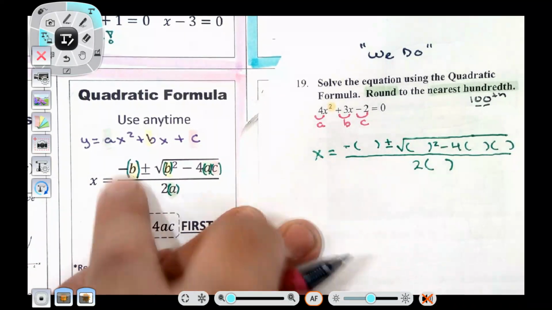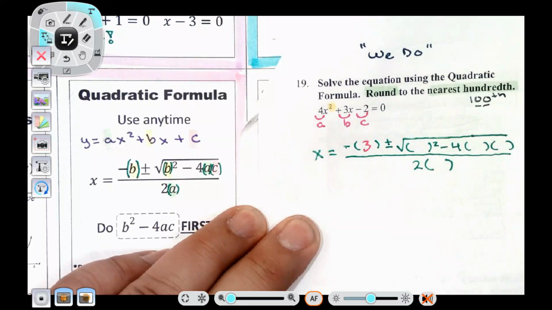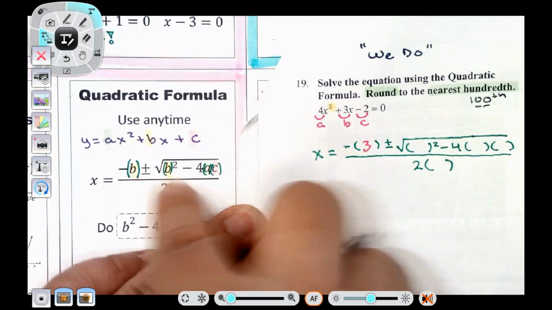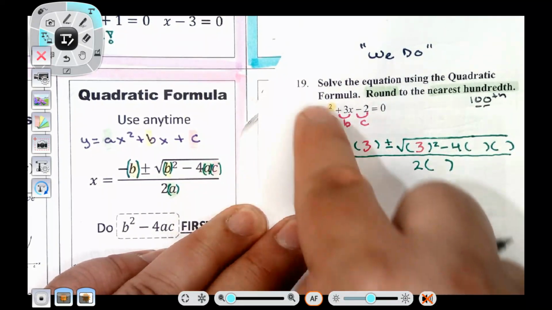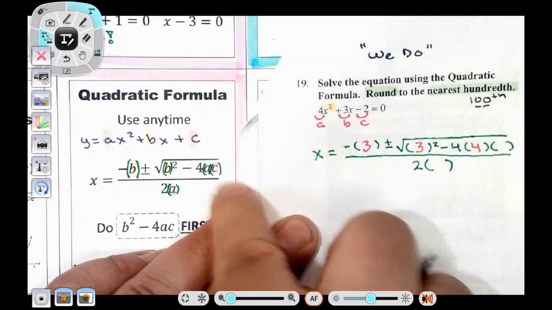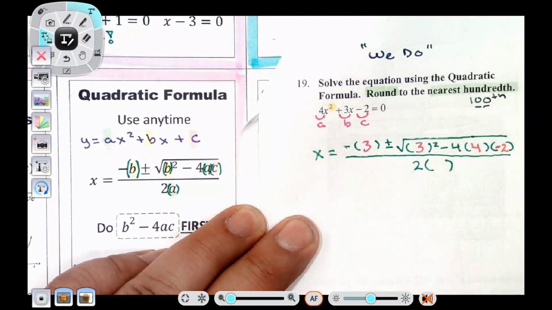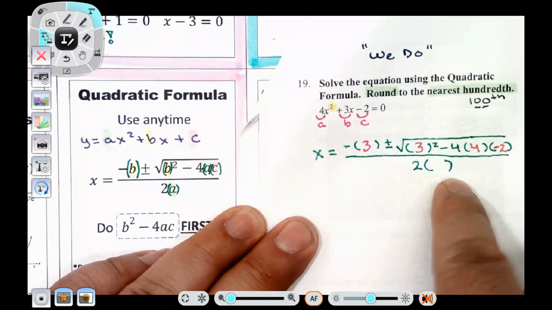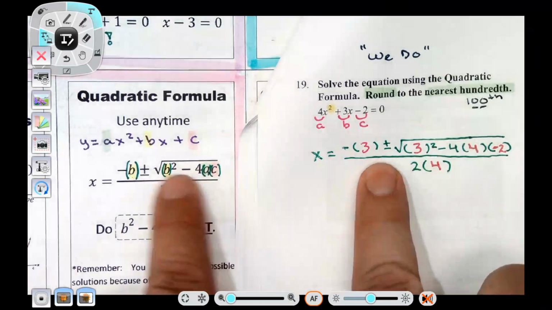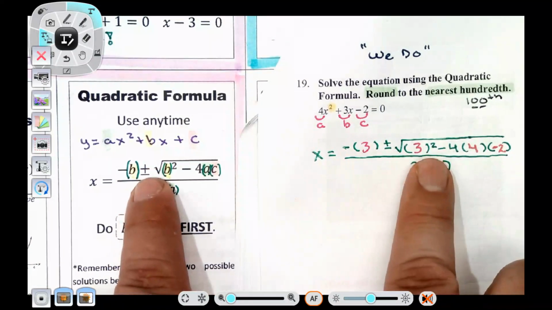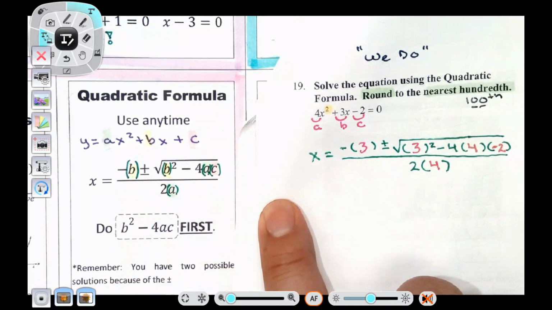All right, according to my word wall, look, B value is first. So 3, not 3x, just 3. Second one, B again, so 3. Third parenthesis says A, so a 4. The last one is a C, so negative 2. Don't forget that negative. And then, of course, at the bottom, 2A, so 2 and 4 again. Again, every spot belongs to a letter. Use your word wall to guide you. Give your word wall some color.